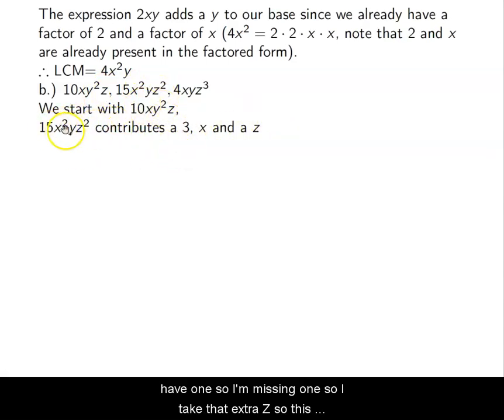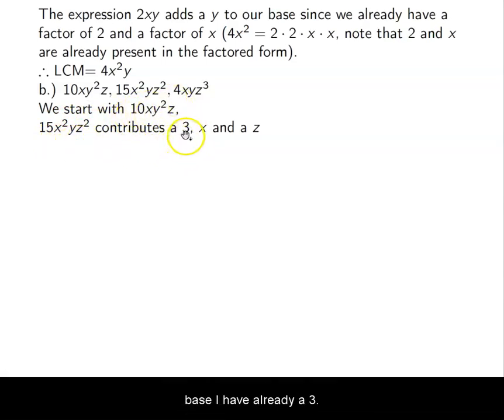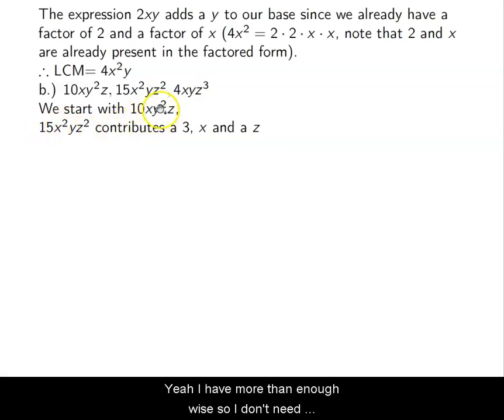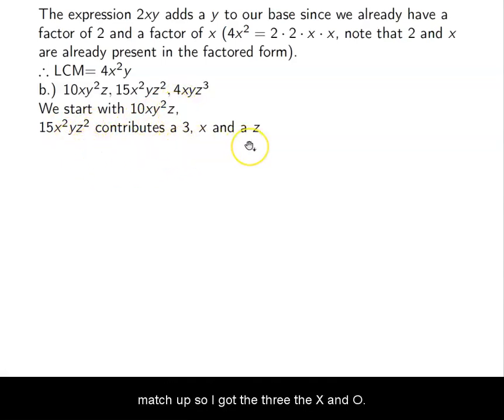So this term, 15x squared y z squared, will contribute to the base I have already a 3, an x, and a z, right? So I have 2, 5, and then this adds a 3. I am being contributed an extra x. Here I have more than enough y's, so I don't need this y. Here I need one more z so that my powers match up. So I got the 3, the x, and the z.